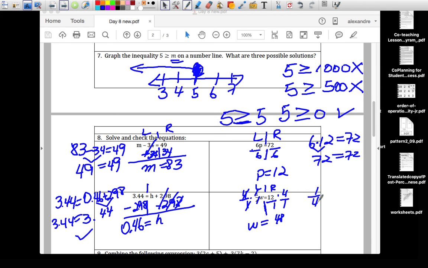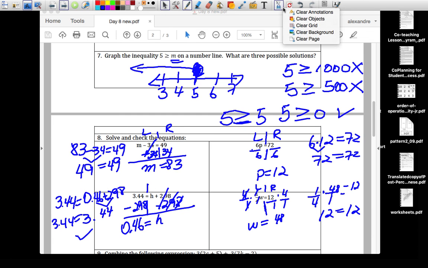Let's check. 1/4 times 12, or 1/4 of 48, is 12. Indeed it is. And this one, if I multiply, I get 48 over 4, which is the same thing as 12.